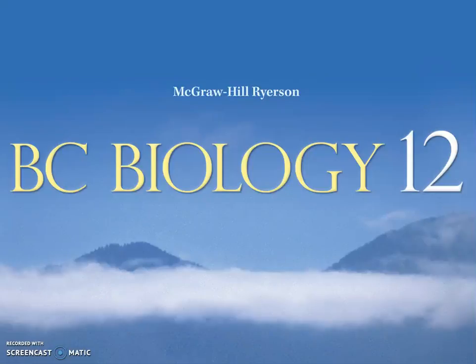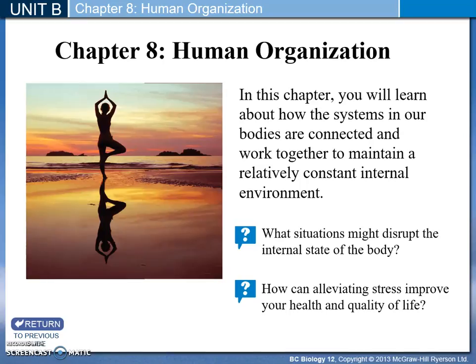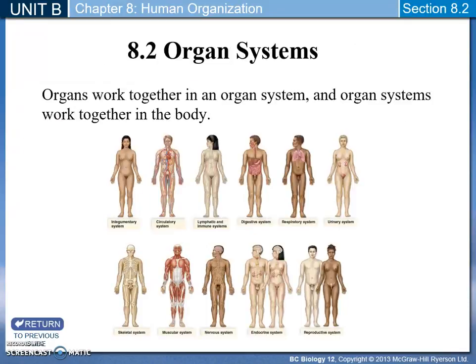In this video, we're going to look at section 8.2, which continues on the human organization. Whereas last time we looked at the different tissues, what we're going to do now is look at the different organ systems. We will have a very brief overview of each of these organ systems, and as you can see from the diagram here, there's quite a few.